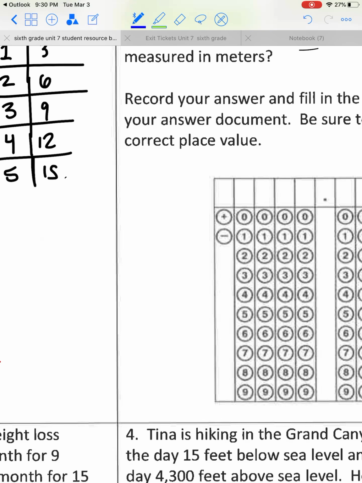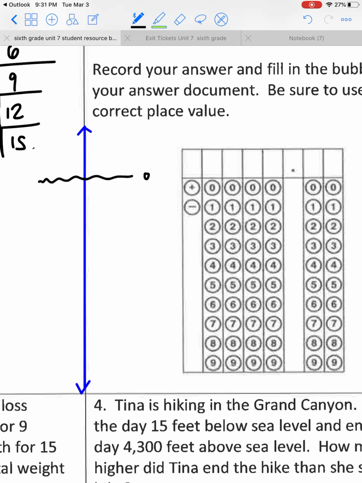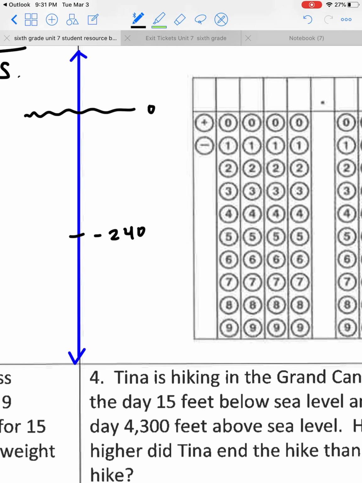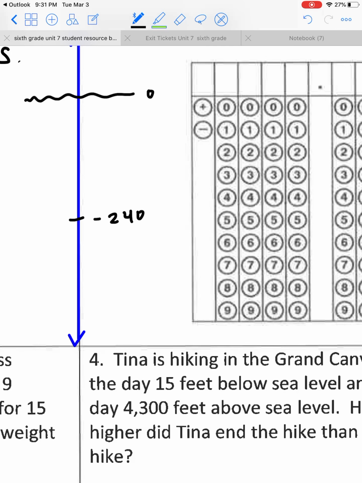So if I have my number line here, make it nice and straight. Done. Okay, so let's put the sea level right here. So you were at negative 240, so that's about right here. And then it says you descended 40 meters per hour for 3 hours. So if you think about it, if it's going down for 3 hours, then you went 1 hour, 2 hours, 3 hours. So now we're here.